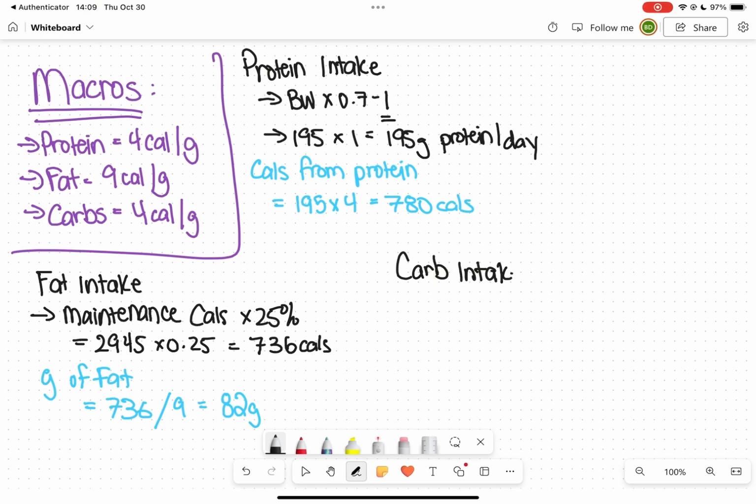Now finally, we're doing our carb intake, and this is going to be a little bit different because we already have these two numbers, so here we're just going to plug and play. What we're going to do is start with our maintenance calories, again, because that's what phase I'm going to be working on. Plug and play with your phase accordingly.